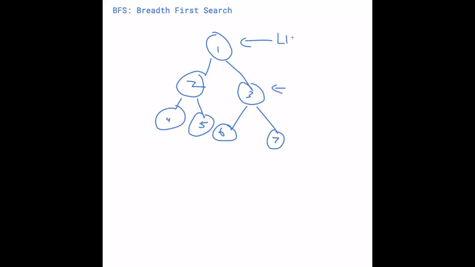So I'll just call it level 1. We have 2 and 3. And so for level 2, for this node right here, 2, we have 4 and 5. So 2 is connected to 4 and 5. And then for 3, we have 6 and 7. So for level 2, we have 4, 5, 6, and 7.